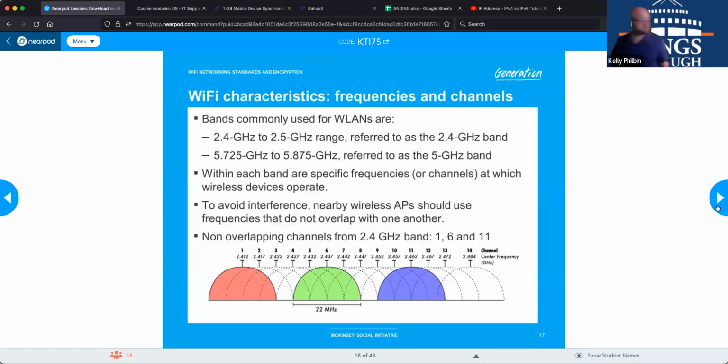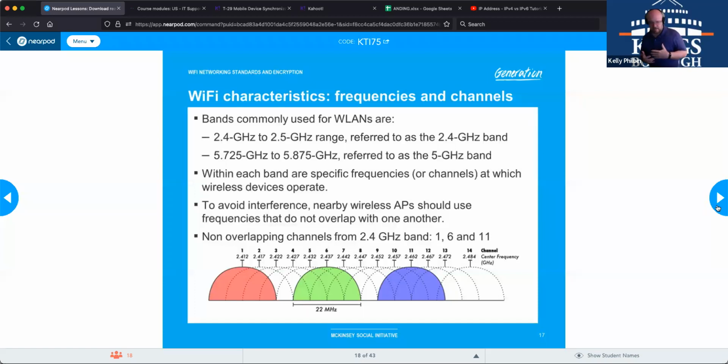Predominantly, Wi-Fi operates off of two different bandwidths. You have the 2.4 gigahertz range, and you have the 5 gigahertz range. Within each of these, there are specific channels which you can use and allow your devices to operate.